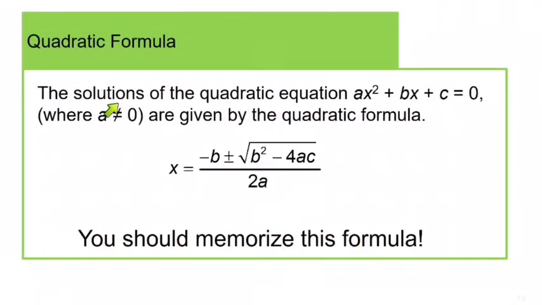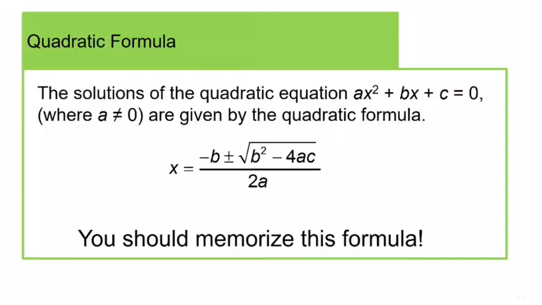Alright, now here it is again. The solutions of the quadratic equation ax squared plus bx plus c equals 0 are given by the quadratic formula x equals negative b plus or minus the square root of b squared minus 4ac all over 2a. You should memorize this formula.